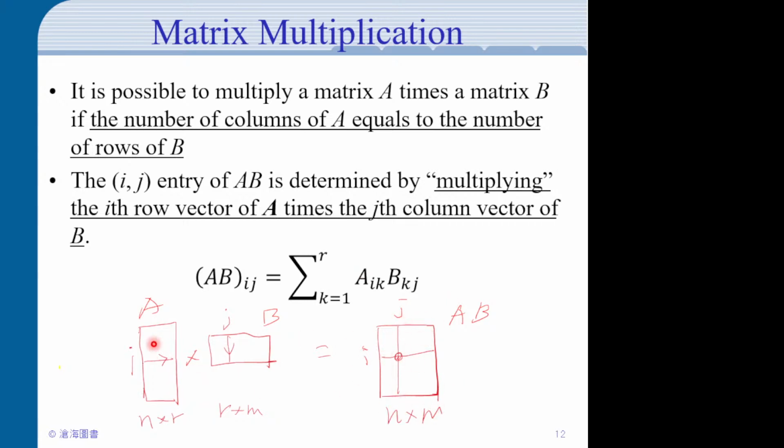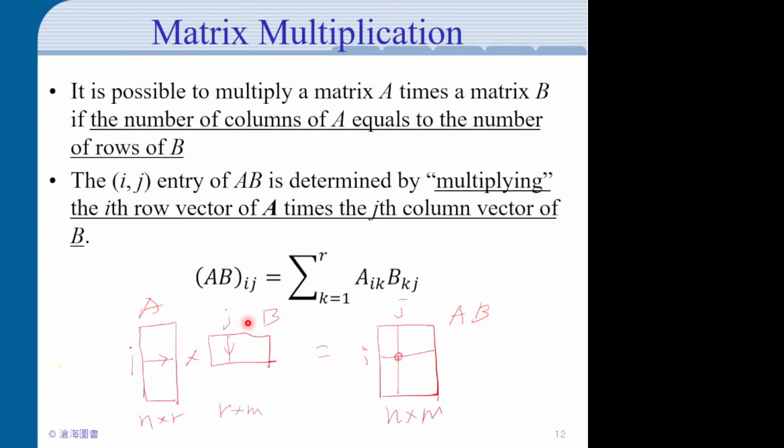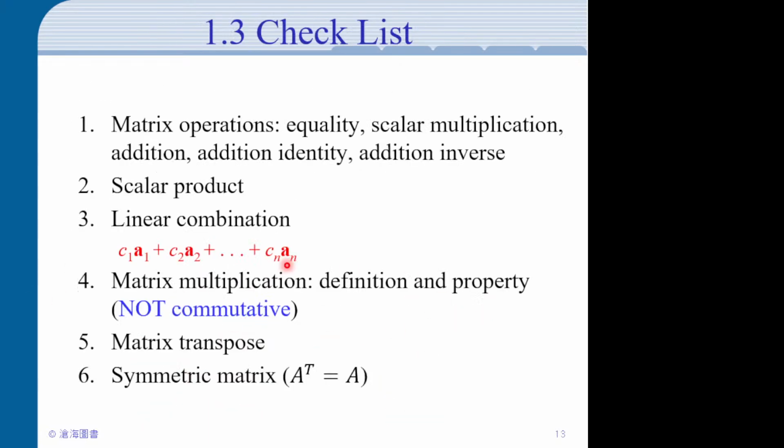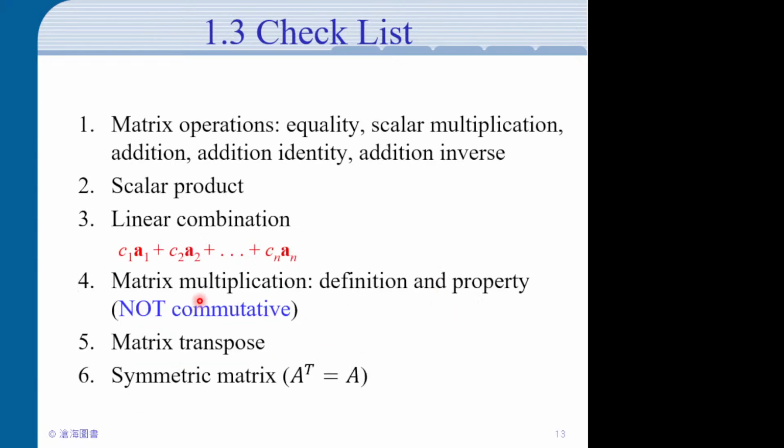The ijth element of AB will be the ith row of A doing a scalar product with the jth column of B. So you take the multiplication of elements one by one and add them together. That's probably the most important operation you can do on matrices. An important thing to remember is that in general it's non-commutative. So AB is not equal to BA. It's different from scalar multiplication.